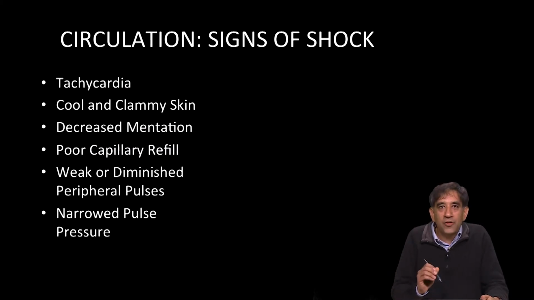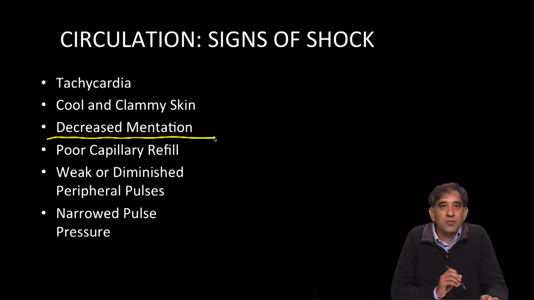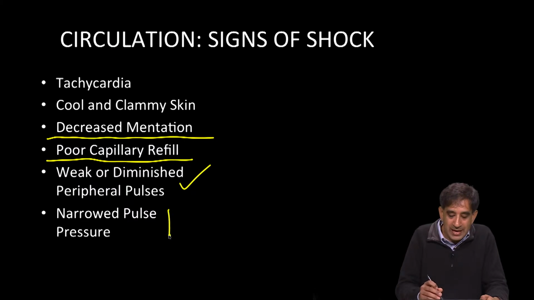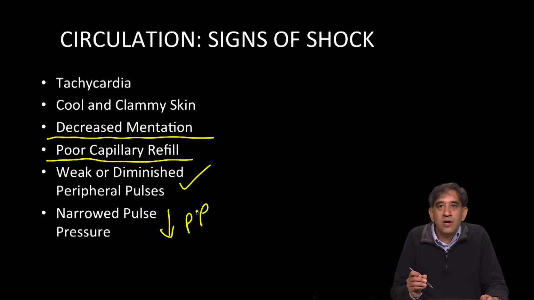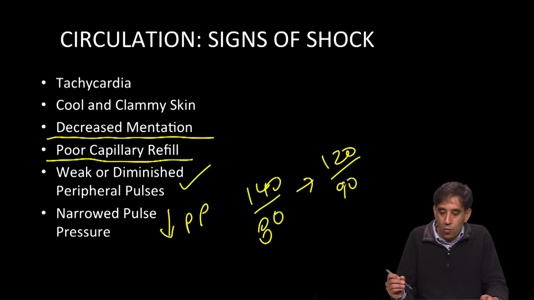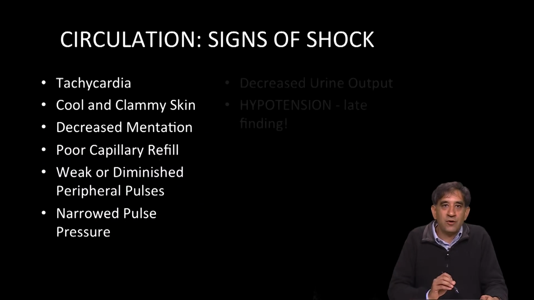So again, other signs of shock include decreased mentation, as I mentioned, and poor capillary refill. Then you start to see weakening or diminished pulses. And the next step is a narrowing of the pulse pressure. So they may start off 140/80, and then their next blood pressure is 120/90. And that might be a subtle clue, this narrowing of the pulse pressure. Initially, the pulse pressure is 60. Here it's 30. As you follow the trend, you might see that the pulse pressure is narrowing.